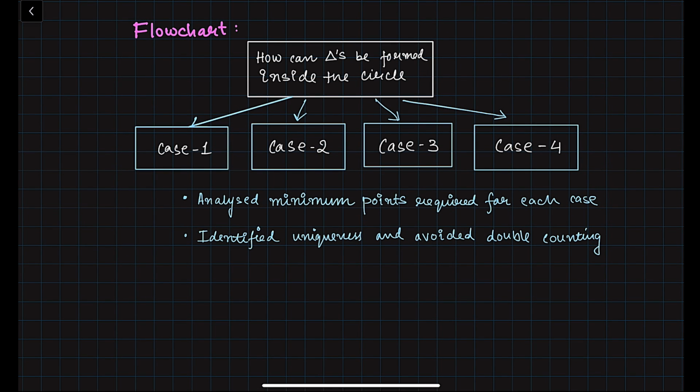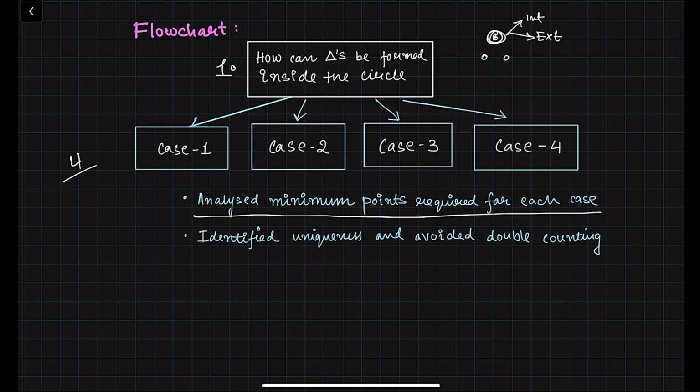So we first investigated how many triangles can be formed inside the circle. How can triangles be formed inside the circle? So a triangle has 3 vertices. Now these 3 vertices, each vertex has an option of either being internal or external. So we investigated the cases possible for this. So we found out that there are 4 cases possible as listed before. Now we analyze the minimum points required for each case.